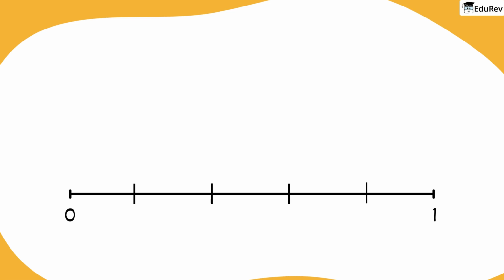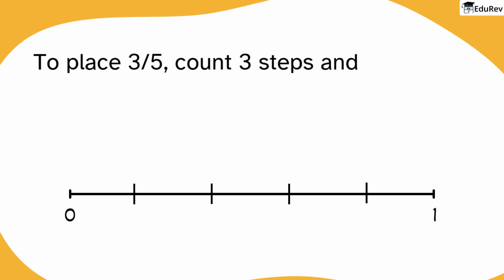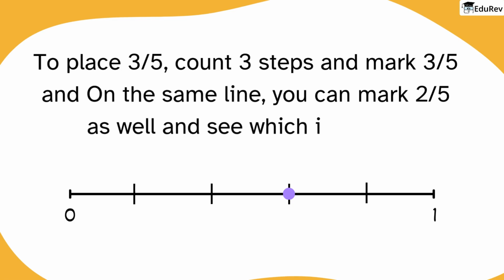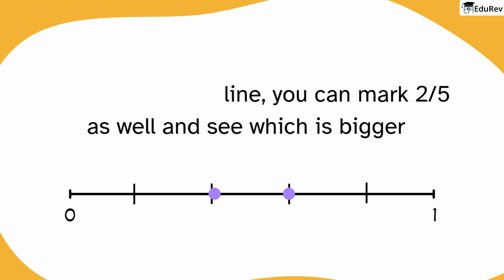Another easy way to compare fractions is by using a number line. Draw a line from 0 to 1, divide into 5 equal parts. To place 3/5, count 3 steps and mark 3/5, and on the same line, you can mark 2/5 as well and see which is bigger.